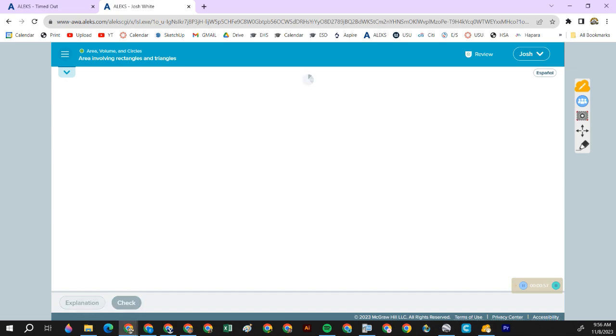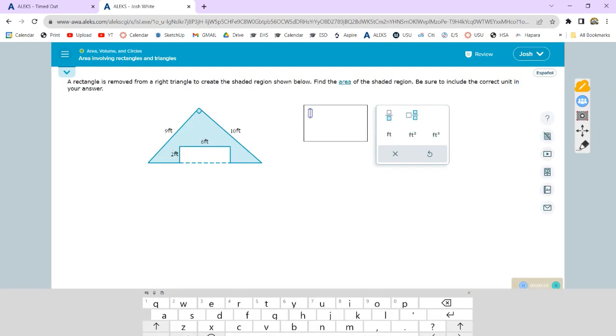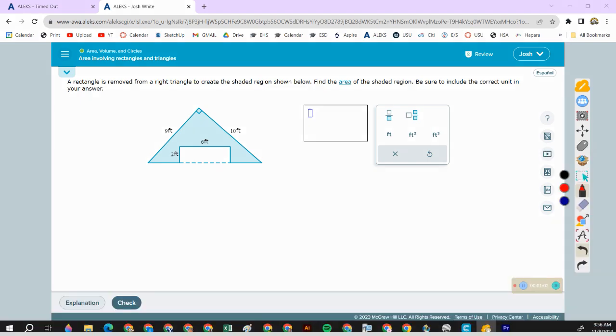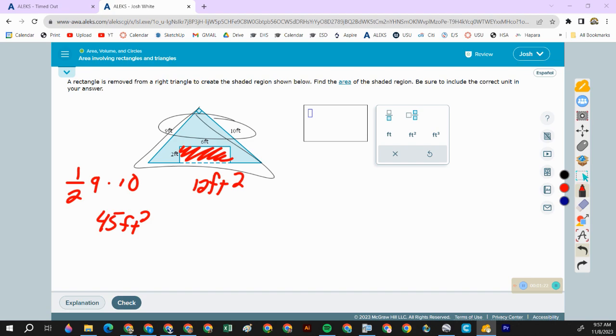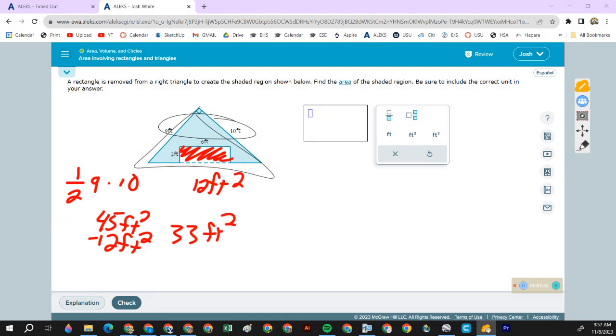Well, let's look at another one, just in case it's a little bit different. All right. So here, the area of the triangle is going to be 1/2 times 9 times 10. So that will be 45 feet squared. The area of this is 12 feet squared. So we just subtract, we get 33 square feet. All right, next one's a little bit harder.